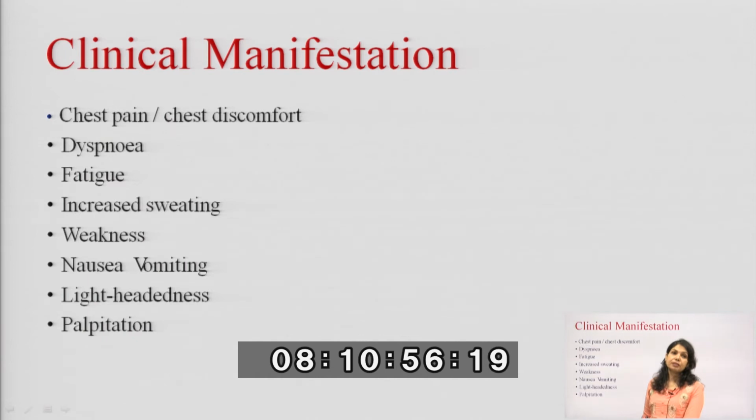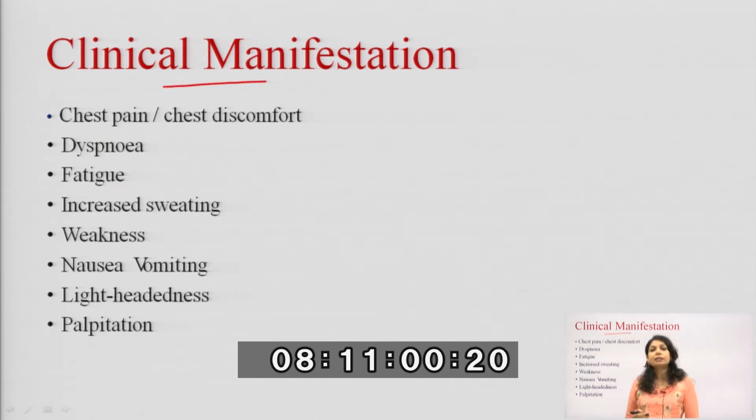Now, coming to clinical manifestations, it means what are the signs and symptoms. So, what are the different signs and symptoms that are associated? Number 1 is chest pain, discomfort, dyspnea, that is breathlessness, decreased breath, fatigue, tiredness, then increased sweating, weakness. Your CTZ may be stimulated, that is the chemoreceptor trigger zone which is present in the brain, and ultimately it leads to nausea and vomiting. Then lightheadedness, and finally palpitation. Okay. So, these are the different clinical manifestations, or the clinical signs and symptoms.